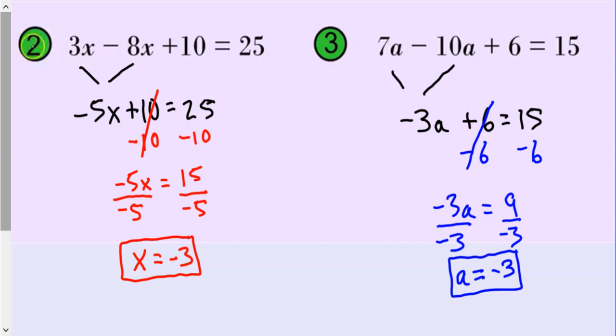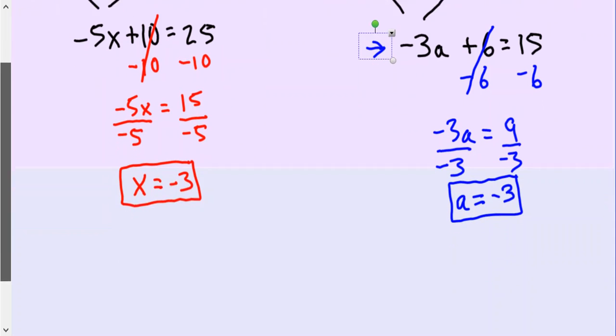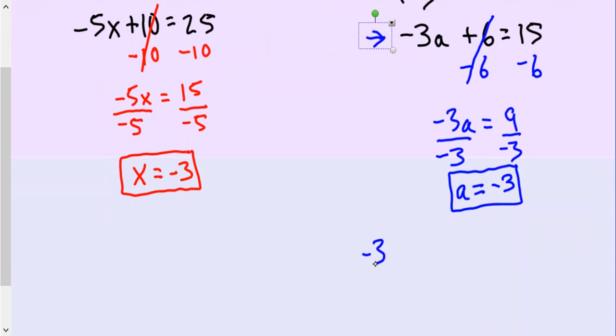And to check our answer, instead of going all the way back up to the top here to enter it into for both of these variables, once we combine those like terms, we can just use this equation here to check our answer. So we'll have negative 3 times a, which is negative 3, plus 6 equals 15. Negative 3 times negative 3 will be a positive 9, plus 6 will equal 15. So our solution is correct.